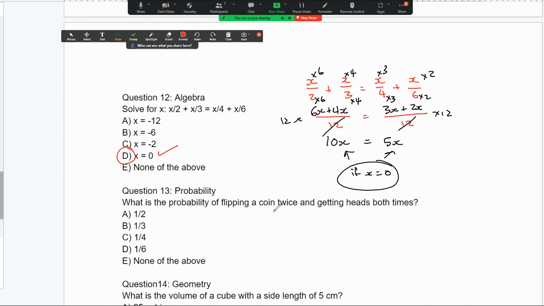What is the probability of flipping a coin twice and getting heads both times? If you flip it once, the probability of getting heads is a half. If you flip it again, it's a half again. And a half times a half is a quarter.